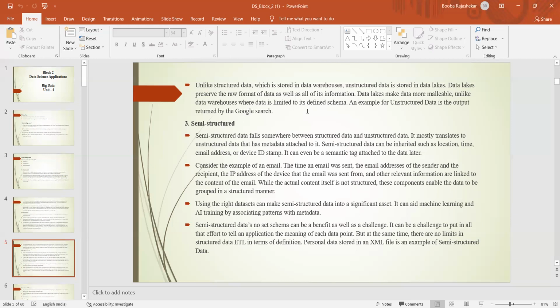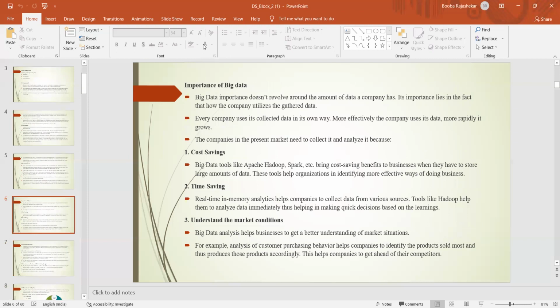Using the right data sets can make semi-structured data a significant asset. It can aid machine learning and AI training by associating the patterns with the metadata. Semi-structured data has no set schema, which brings benefits as well as challenges. It can be a challenge to put in all the effort to tell an application the meaning of each data point. But at the same time, there is no limit on how it is structured for ETL. Personal data stored in an XML file is an example of semi-structured data.